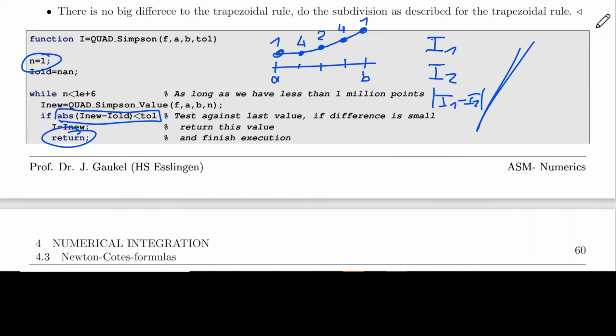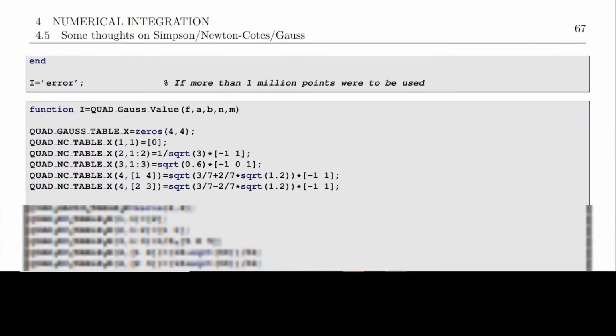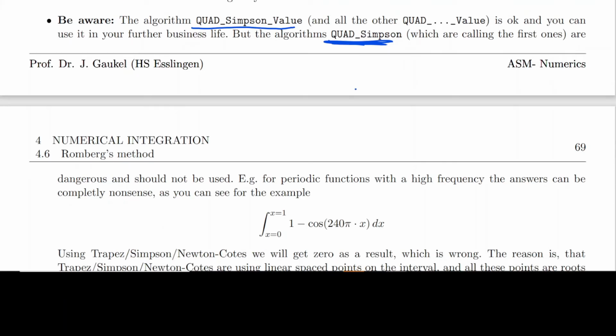So what is the problem? All the other algorithms, trapezoidal, Newton-Cotes, Gauss quadrature, they all do the same. First find a very crude integral value and then refine once, and if the difference is small, then stop. If it's not small, refine once more, compare the difference. If it's small, less than a tolerance, then stop, and so on. And this is a problem, as we can see here in this situation.